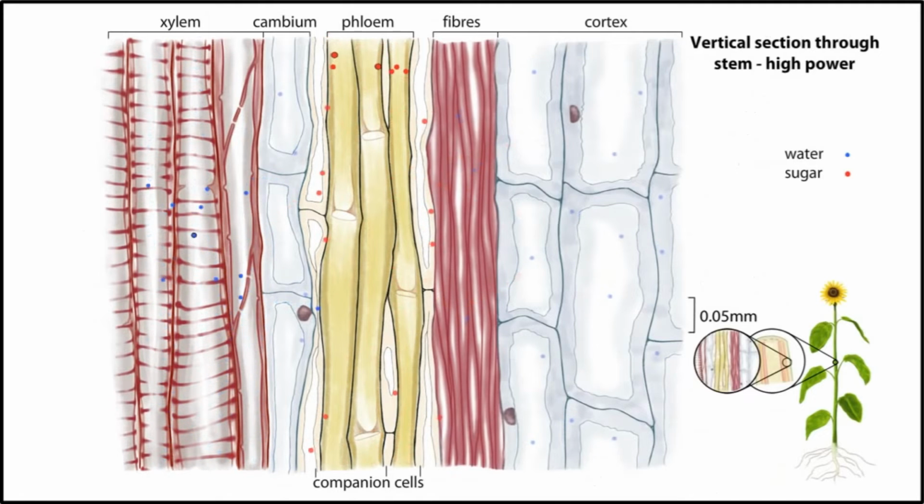Next is about the structure of the stem. We can see that the stronger xylem vessels are nearer to the center to provide strength to the stem and act like an internal scaffolding.